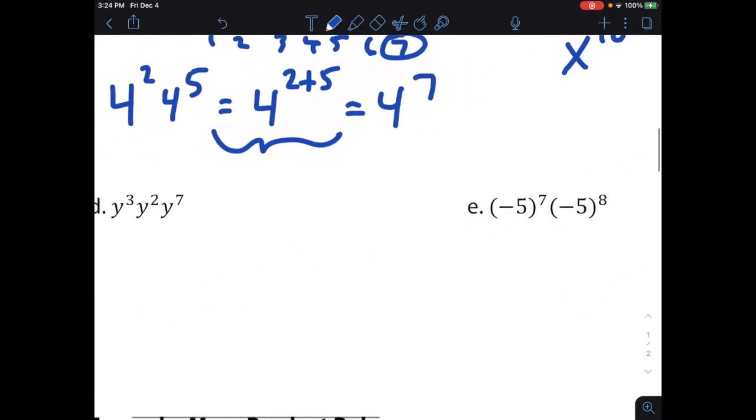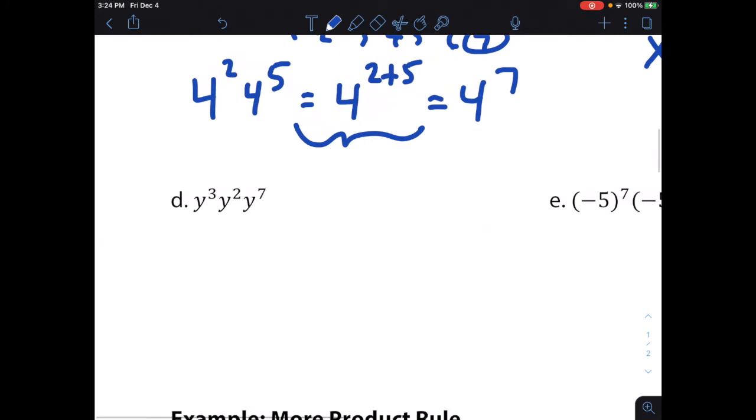Okay, so if we keep going, we can have more than 2. We have 3 in this case, and I already mentioned this one briefly. y to the third, y to the second, y to the seventh, they're all multiplied together. We could write the whole thing out if we wanted to, but I can look at this and say, hey, there's going to be 12 y's that I have to write down, and I don't really want to have to do that. So I'm just going to say I know it's 3 plus 2 plus 7, or y to the 12th.